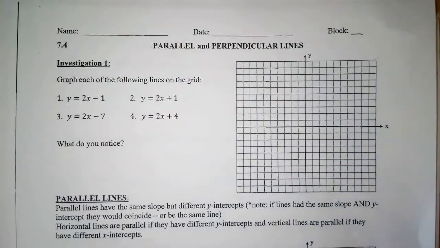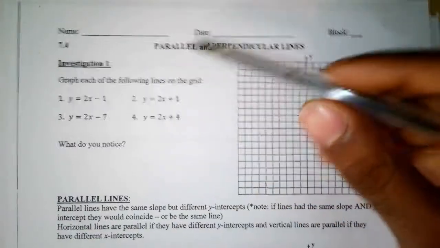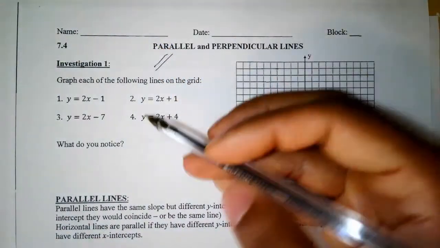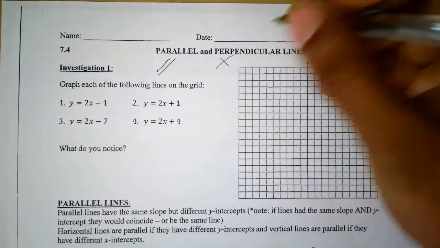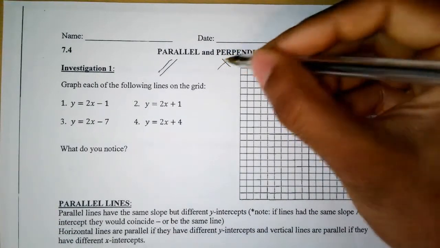Get parallel and perpendicular lines, 7.4. So parallel lines, the word parallel just means lines are running next to each other, kind of like that. And they go on forever and they'll never touch. Perpendicular lines is where there's a point where they cross at 90-degree angles, right? So 90 degrees, 90 degrees, 90 degrees.